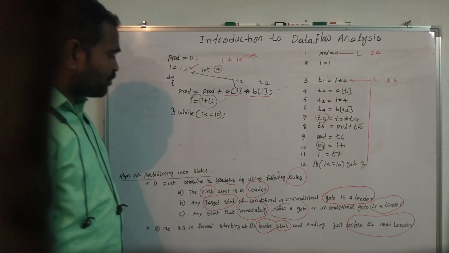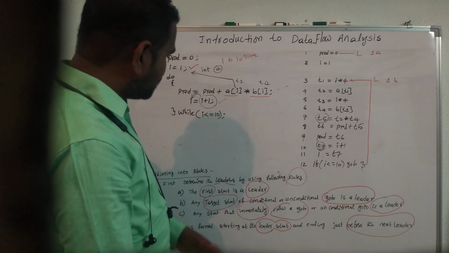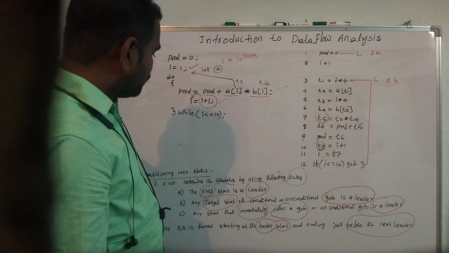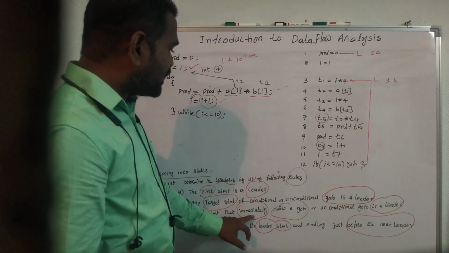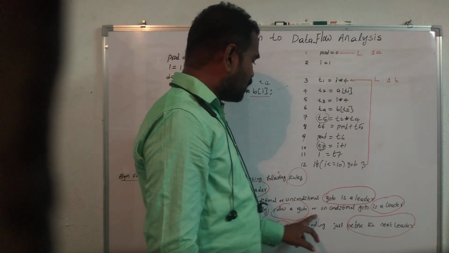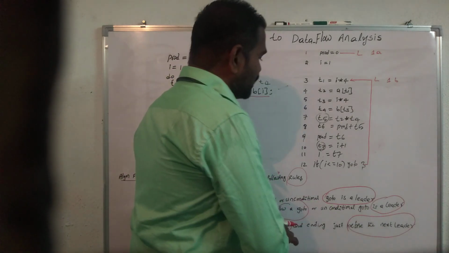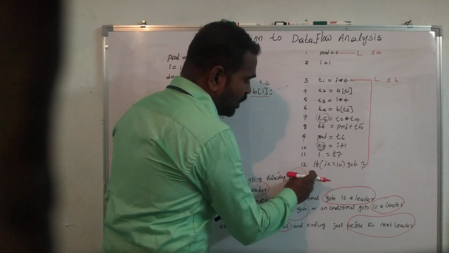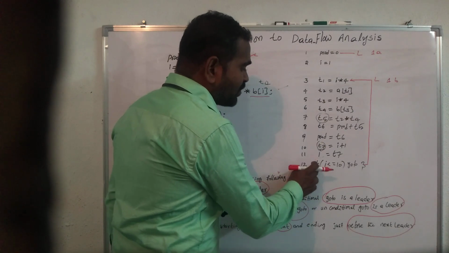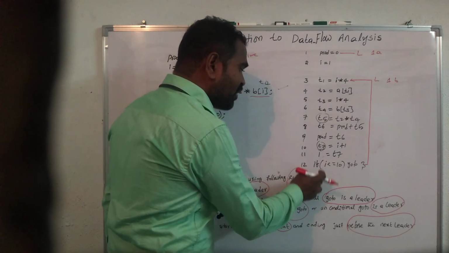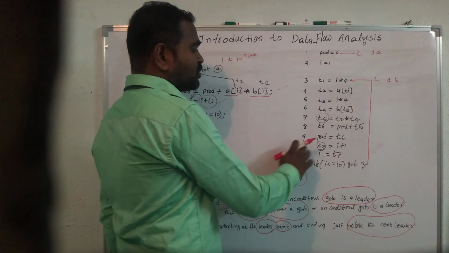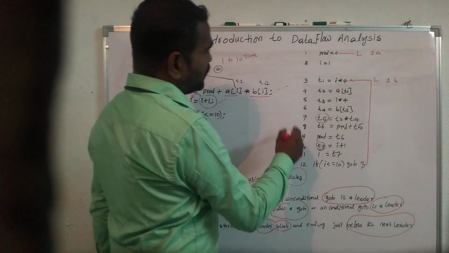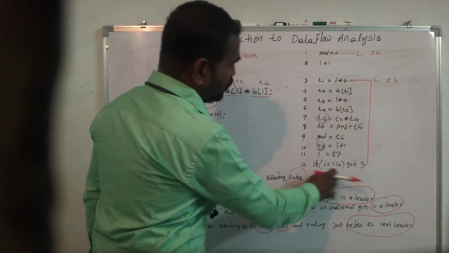Is there any other statement that is a leader? You have to identify that here. Any statement that immediately follows a conditional or unconditional goto is a leader. If there were other statements, suppose 13, 14, 15, then after completion of the goto statement, the immediately following statement would also be a leader. But according to this code, these are all three address codes, and there are no other leaders.